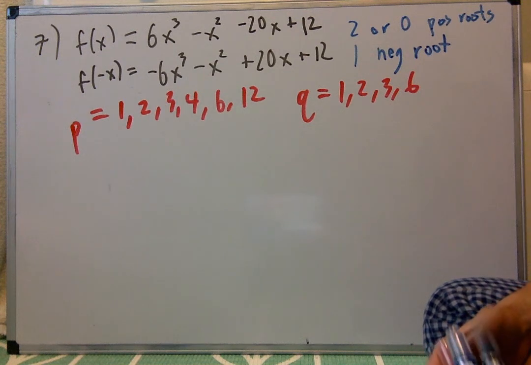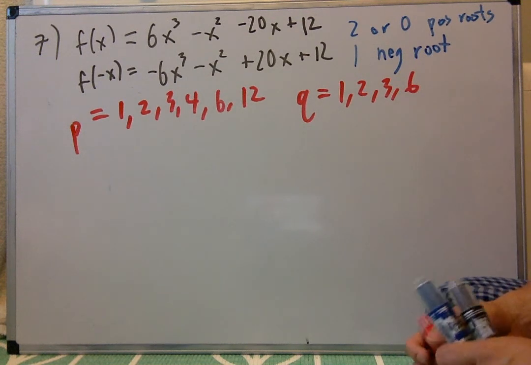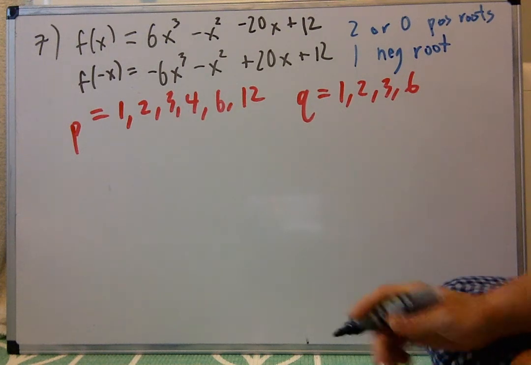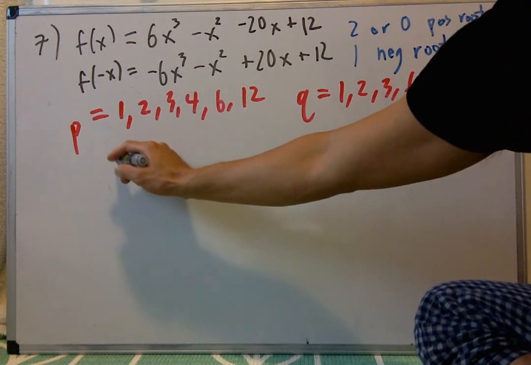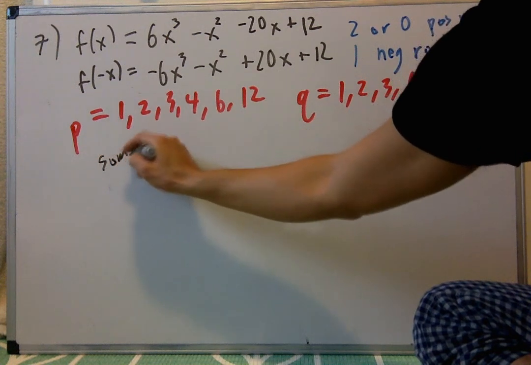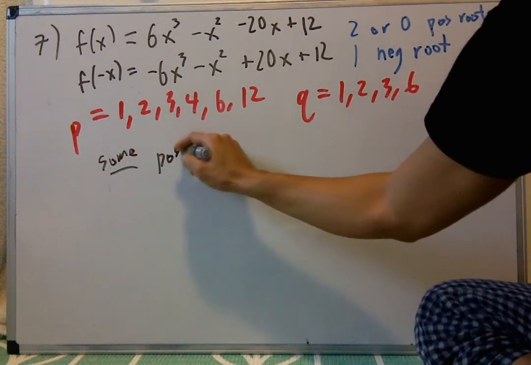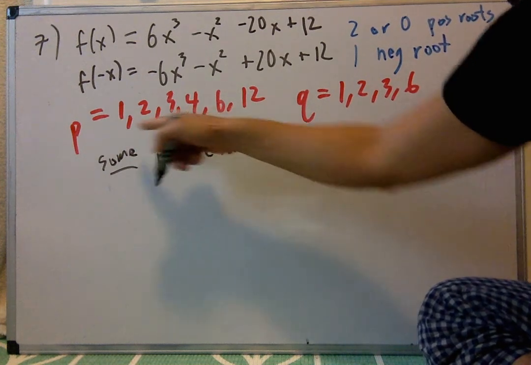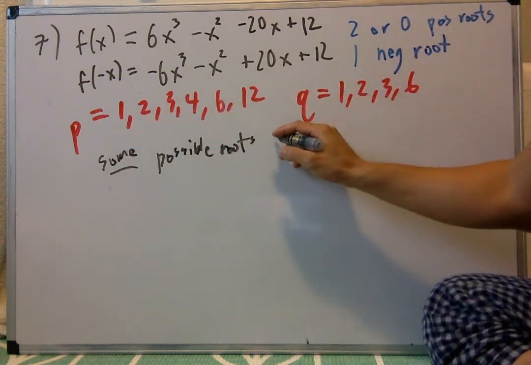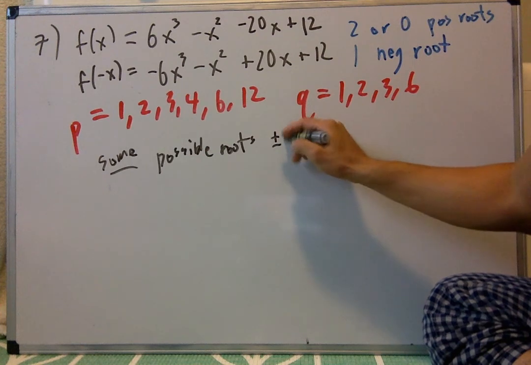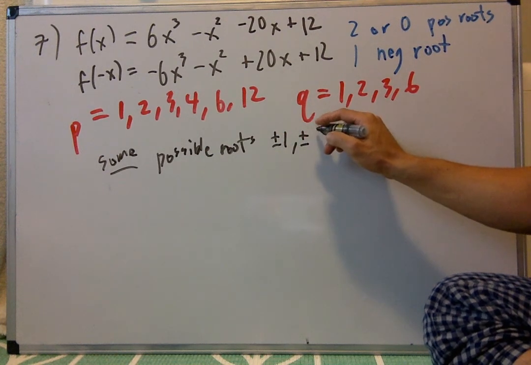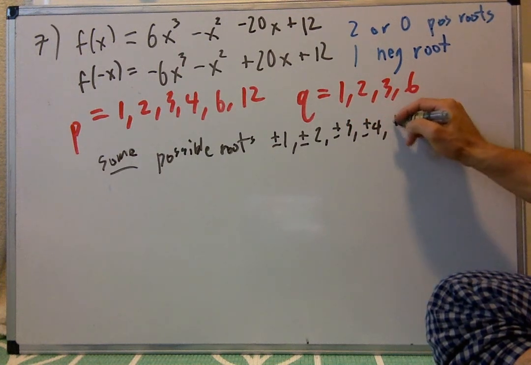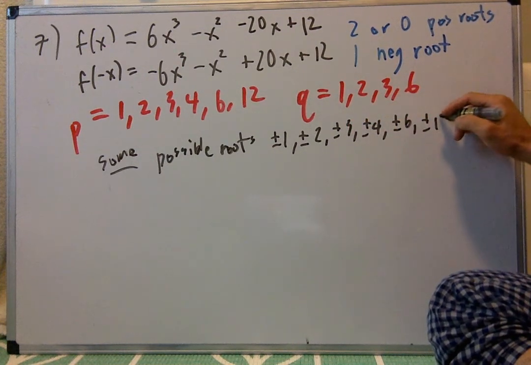But you know, to start with, just to make life easy, I'm only going to focus on the integers. I'm not going to write all my possible rational roots. Let's just look at the integer ones first. So here are some possible roots. Now just look at all the things over 1 first. So that'll be plus or minus 1, plus or minus 2, plus or minus 3, plus or minus 4, plus or minus 6, and plus or minus 12.